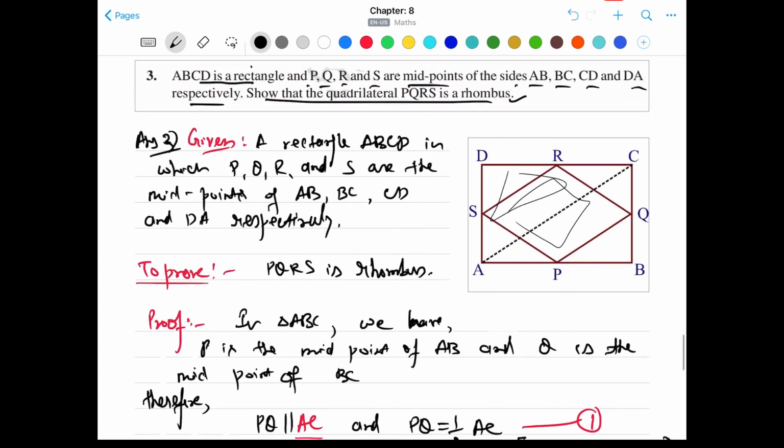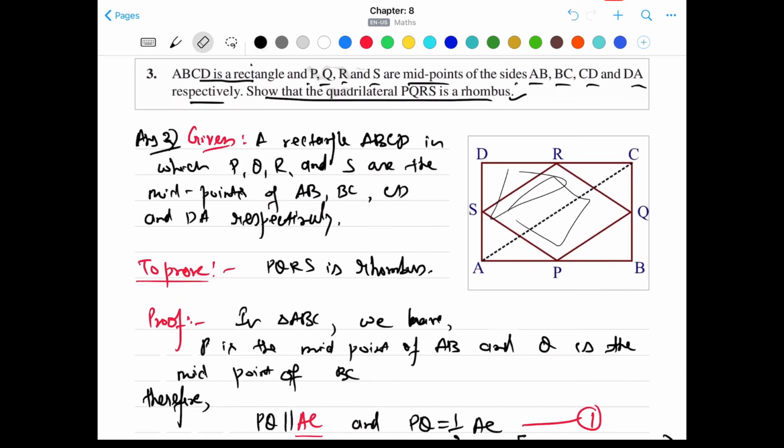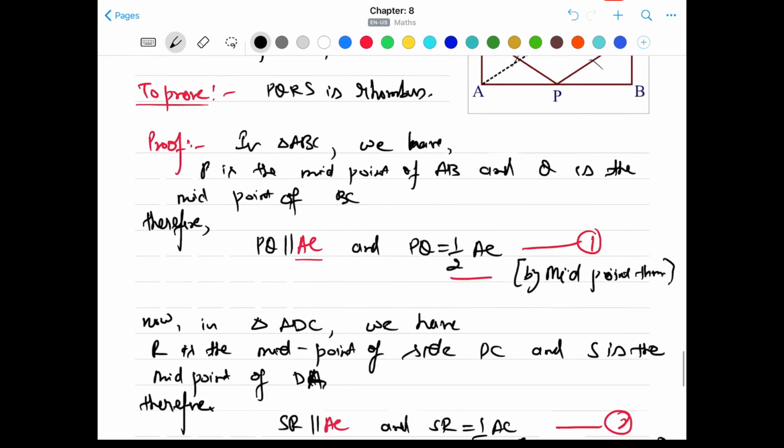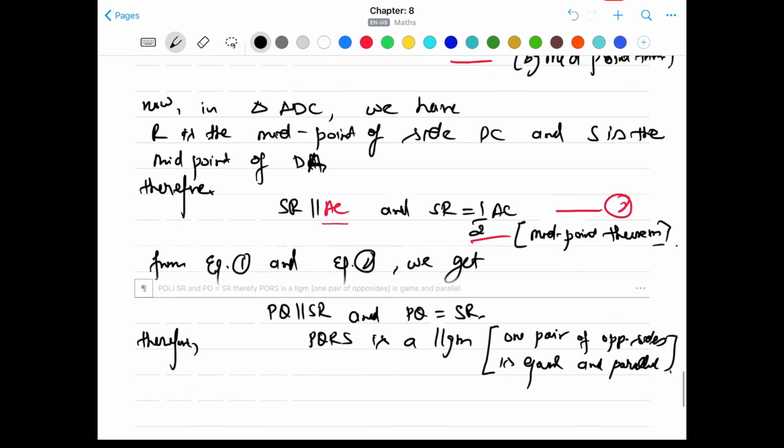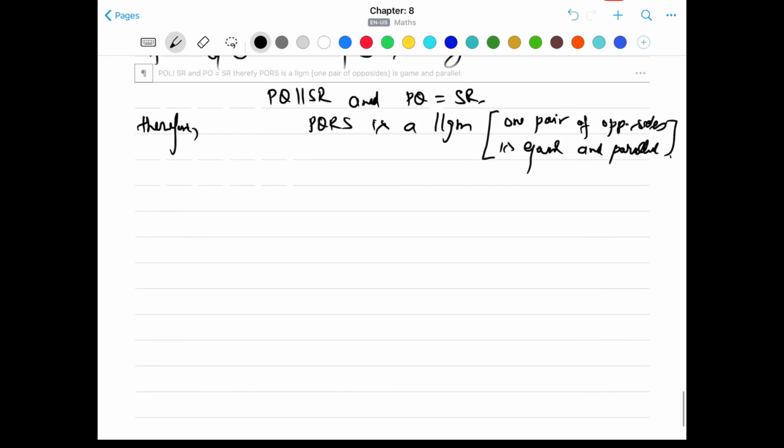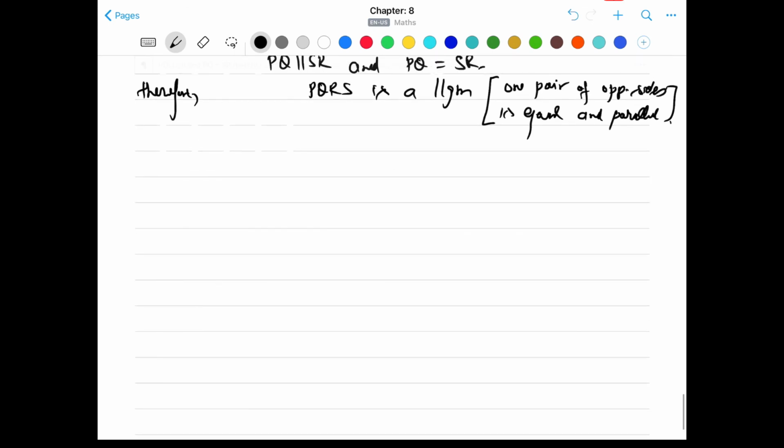Okay, so what we have done here is we have proved that PQRS is a parallelogram. What we have to prove is that PQRS is a rhombus, and we know that in a rhombus all four sides are equal. Since we have proved that it's a parallelogram, its opposite sides are equal and parallel. So now we have to prove that one pair of its adjacent sides is equal. That will prove that PQRS is a rhombus. Okay, now let's start.